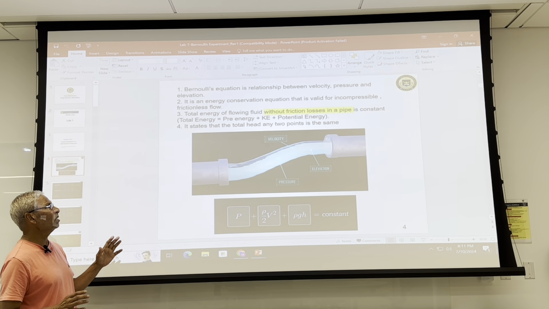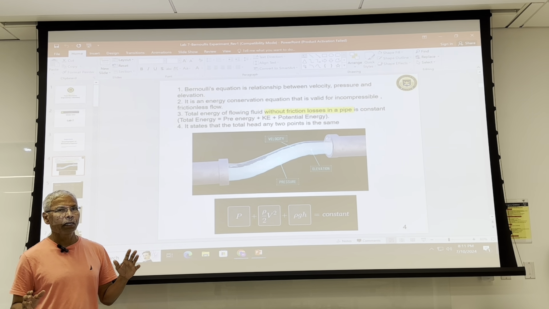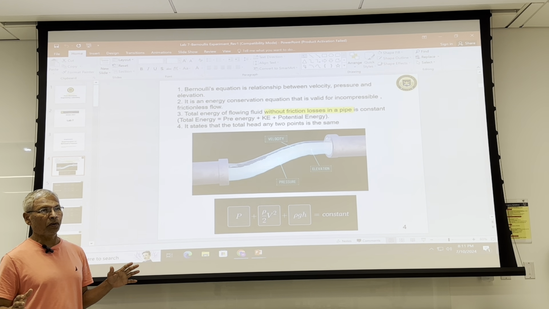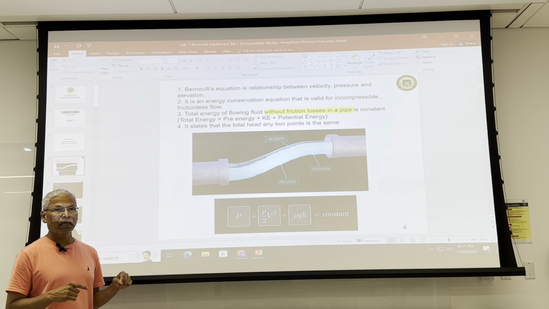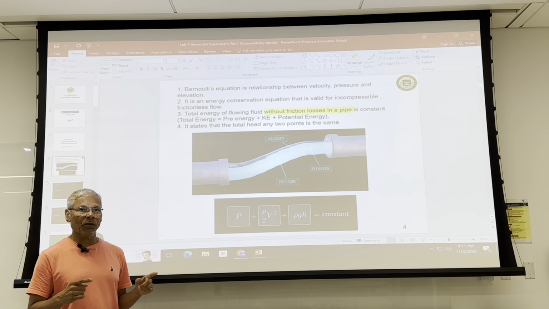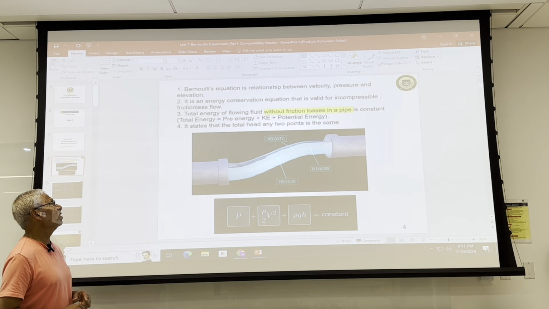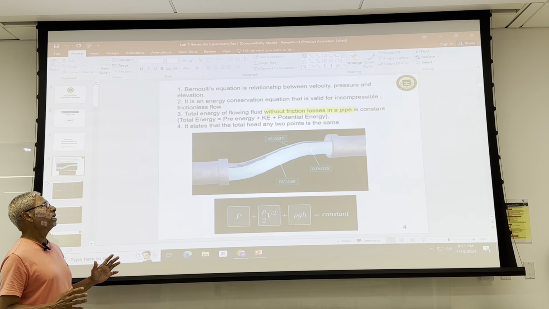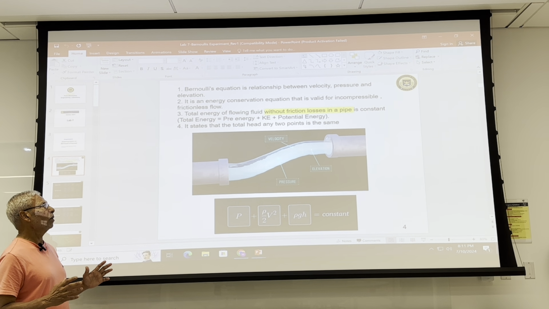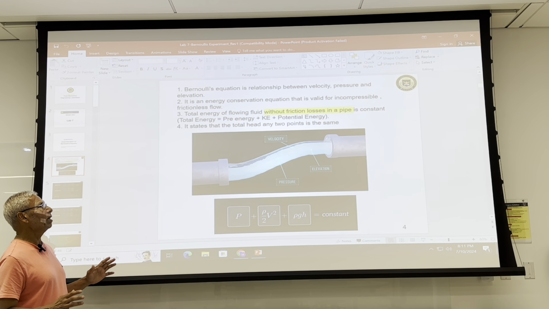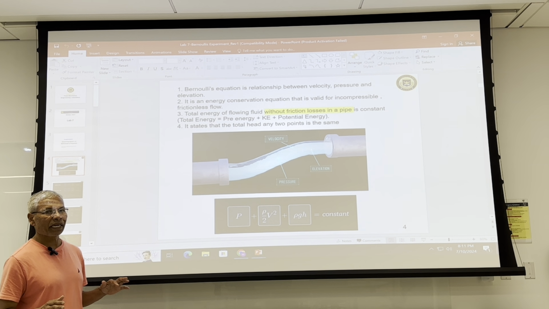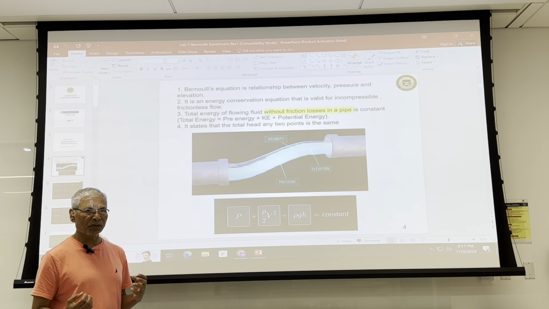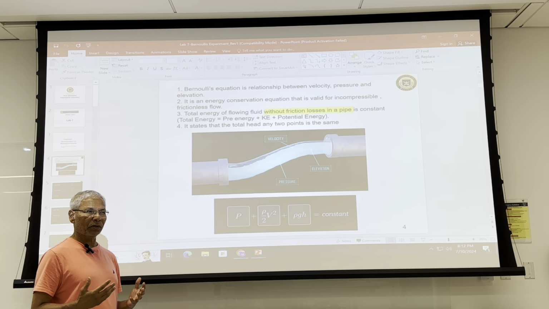It is also an energy conservation equation valid for incompressible frictionless flow. Again, remember the word frictionless, but we are measuring friction. I'll show you what I mean by that. And the third one is the total energy of a fluid flowing without friction losses in a pipe is constant. So in our case, since we have friction, it won't be constant, but we are using the theory to understand how you are measuring the pressure.